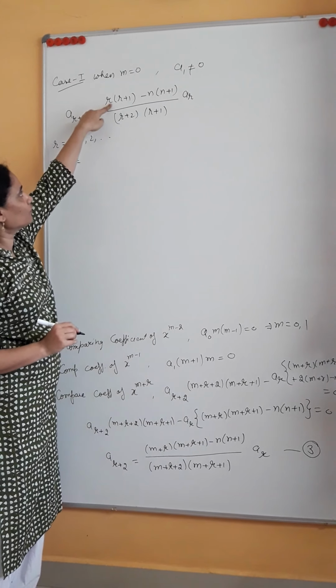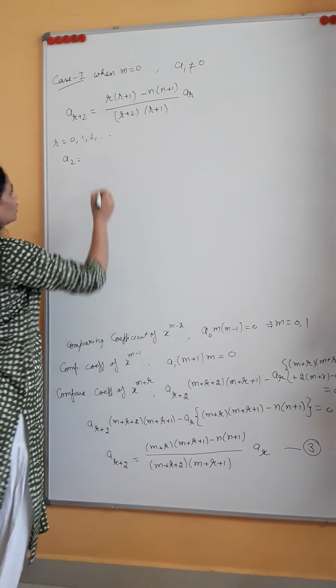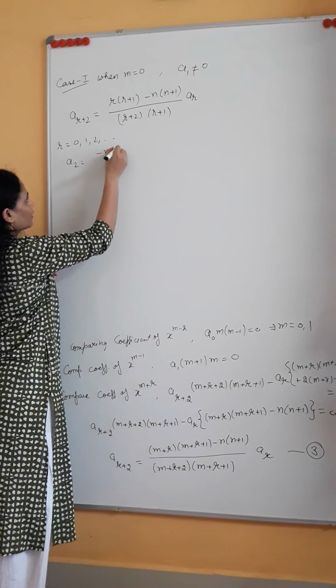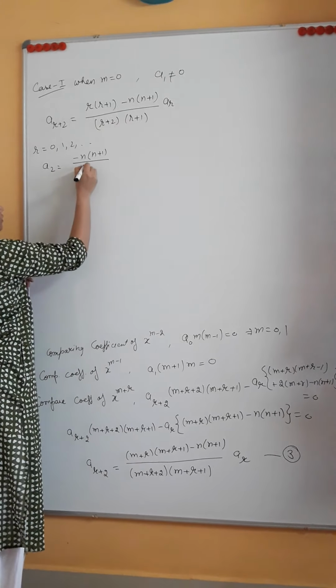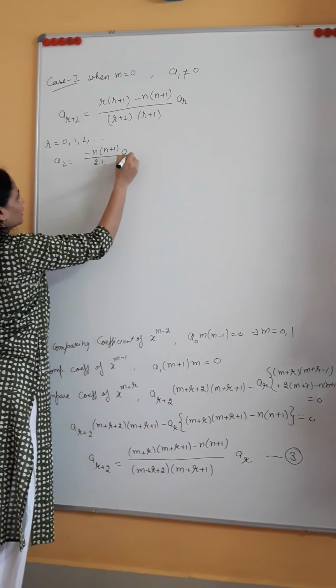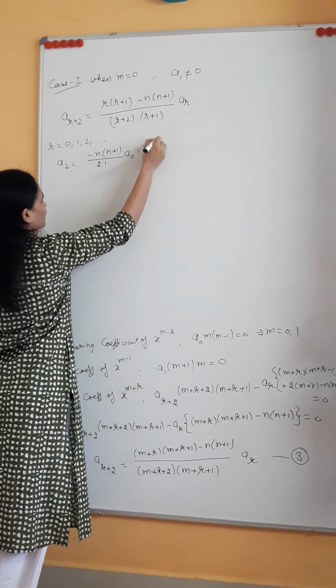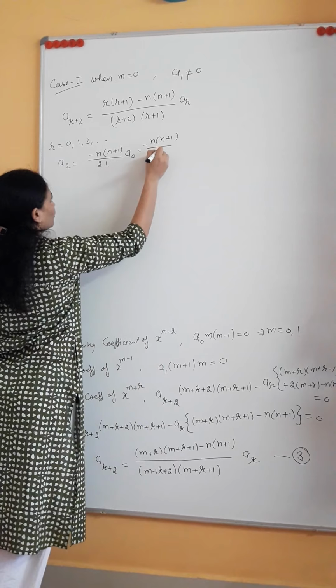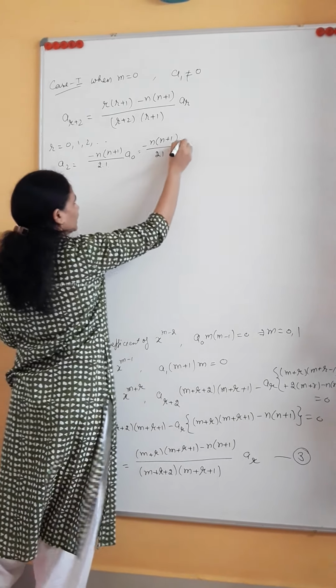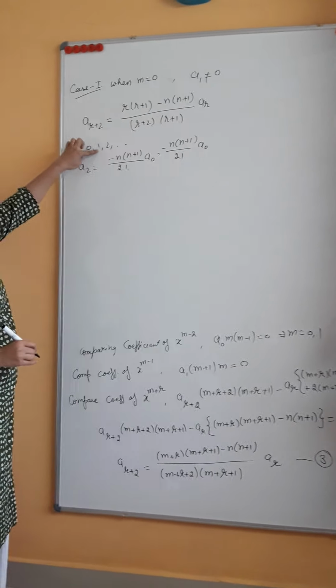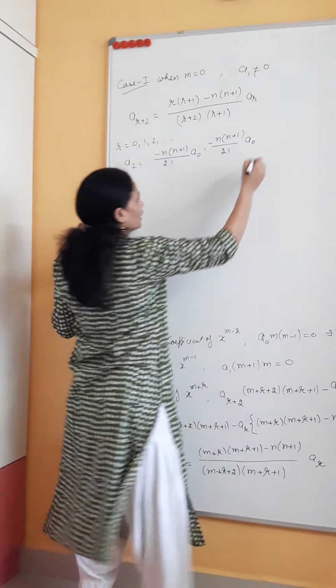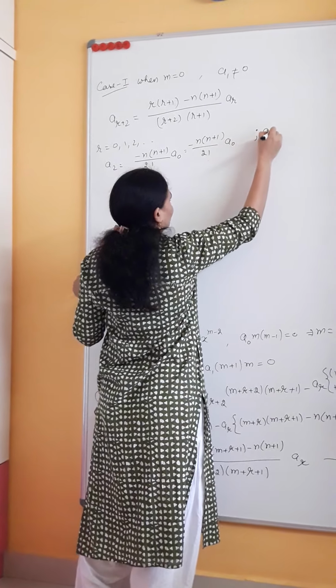So when we put r equal to 0, this term becomes 0. So we get minus n plus 1 divided by 2 into 1, a naught. So I can say minus n plus 1 by factorial 2. For now let's write it, later we will see. Then putting r is equal to 1, so we are getting a3.